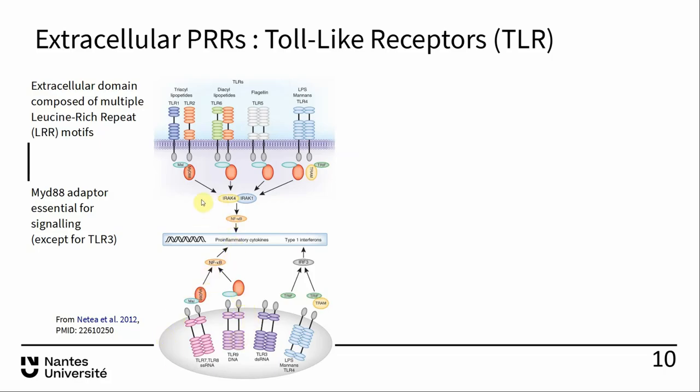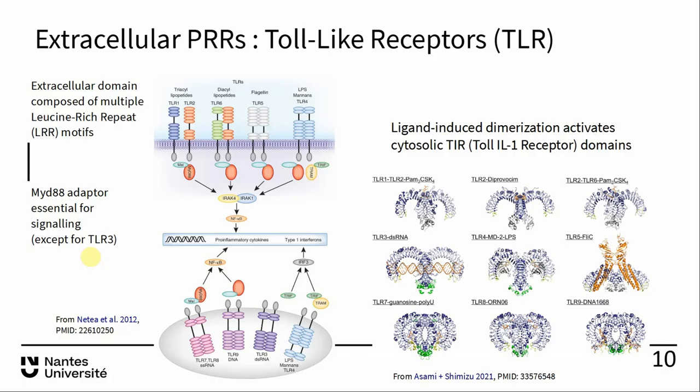Now, all of the signaling depends on the adapter MyD88, except for TLR3. So in a lot of experiments in the mouse system, you'll see MyD88 KO mice being used. If you have some kind of effect, then that means TLRs are important, except maybe TLR3. If you knock out MyD88 in a mouse, then you won't have any TLR signaling apart from TLR3.